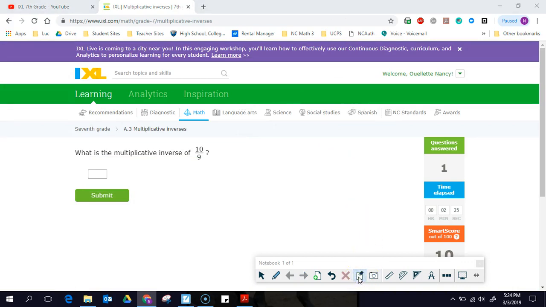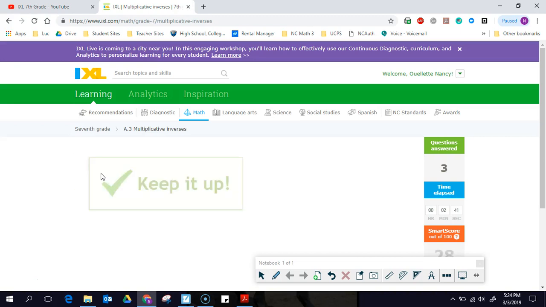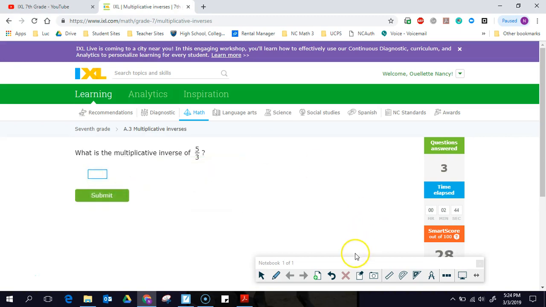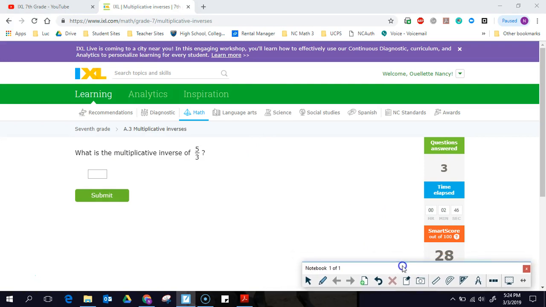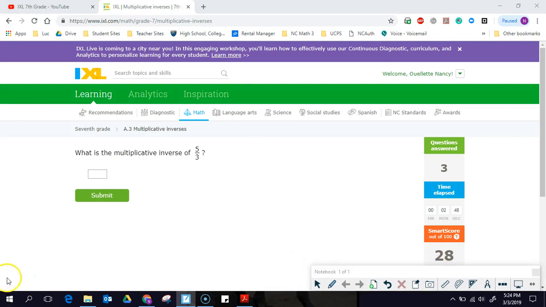Alright, multiplicative inverse of 10/9. Again, it is the reciprocal. You flip it over. So it is 9/10. I'm probably going to skip a few here. Multiplicative inverse of 7/9 is its reciprocal. That would be 9/7. I'm going to pause this and do a few to get to maybe some harder ones. So I'll be right back.